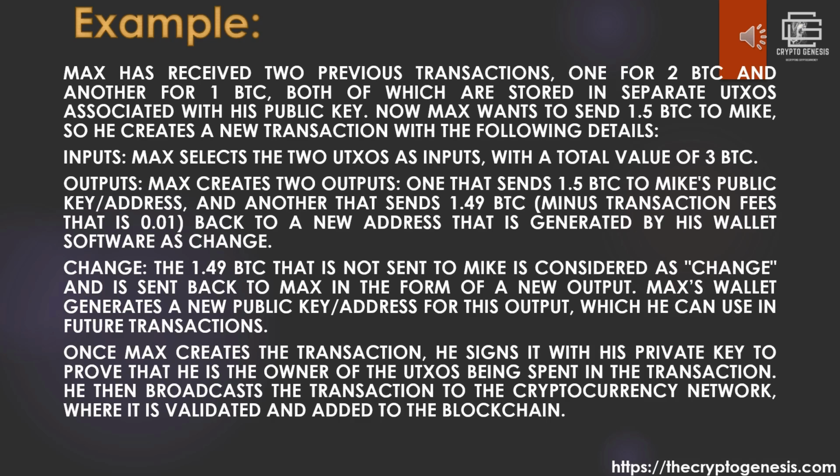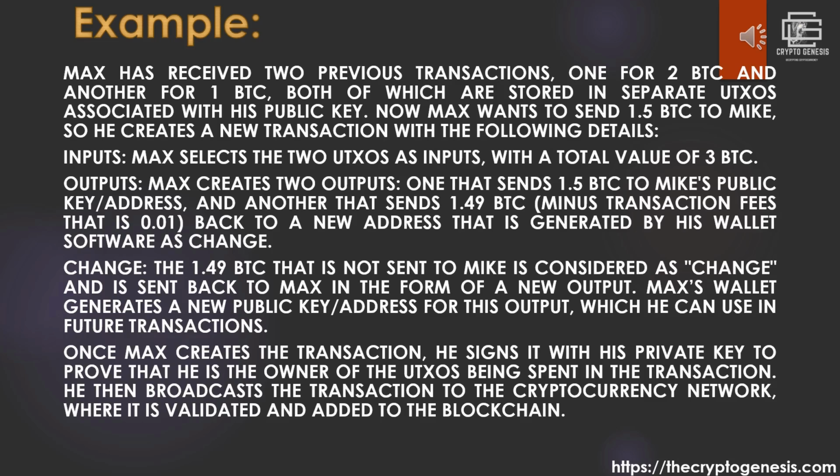The 1.49 BTC that is not sent to Mike is considered change and is sent back to Max in the form of a new output. Max's wallet generates a new public key address for this output, which he can use in a future transaction. Once Max creates the transaction, he signs it with his private key to prove that he is the owner of the UTXOs being spent in the transaction. He then broadcasts the transaction to the cryptocurrency network where it is validated and added to the blockchain.